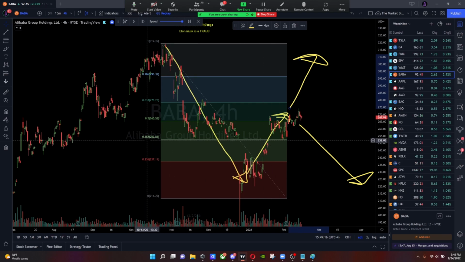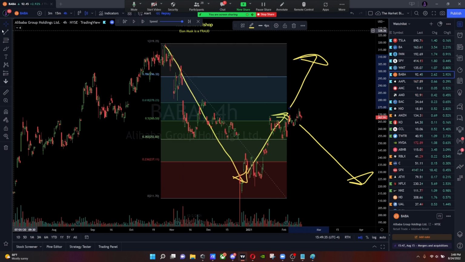And usually what happens is the stock would respect the 38 percentile, the 50 percentile, and the 61 percentile. These three levels right here are, in my opinion and in most traders' opinions, the most important levels, or the levels that are respected the most, right?